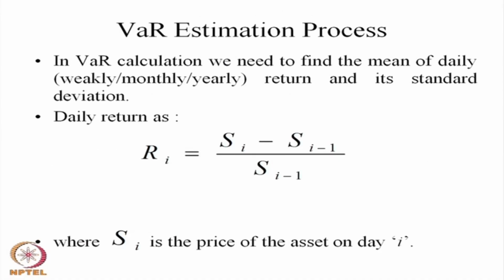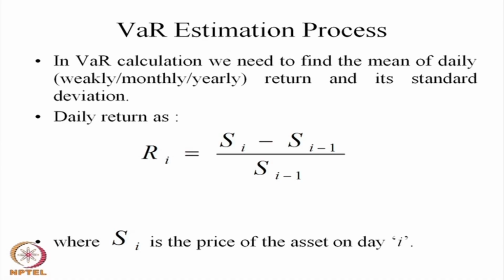For estimation of value at risk, we have to estimate the return. Return fluctuation is important here. So, in value at risk calculation we need to find the mean of daily return and its standard deviation. After estimating the mean of daily return, we can convert it into weekly, monthly, or yearly. So, you have to take the daily returns. Return is nothing but tomorrow's price minus today's price divided by today's price.